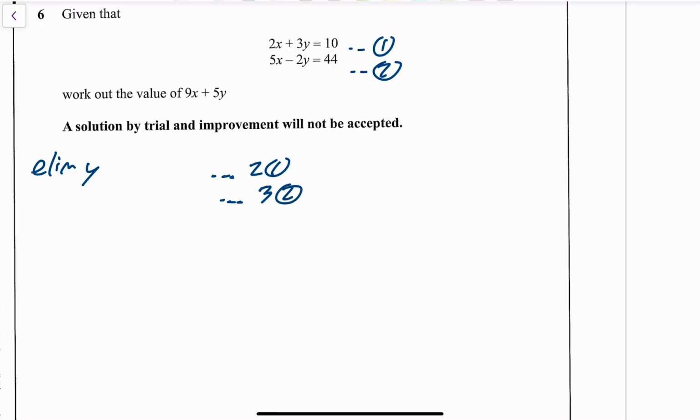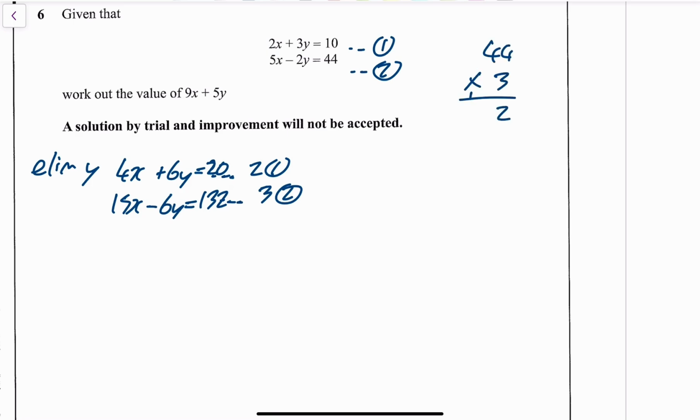So equation 1 times 2 is going to give me 4x plus 6y is equal to 20. The other one is going to give me 15x minus 6y is equal to 132. So 44 times 3. 4 times 3 is 12. And 3 times 4 is 12 again, plus the 132.